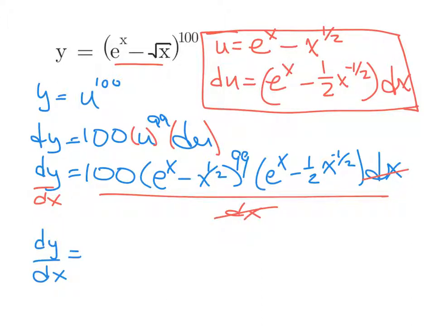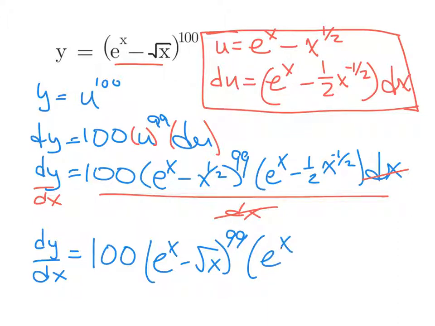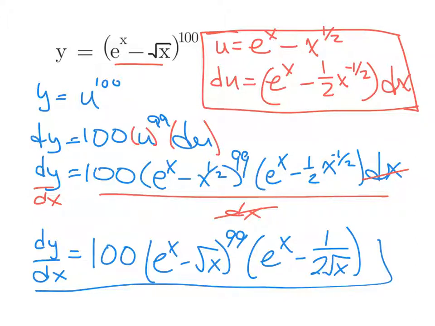So dy/dx will be 100. If we want to clean it up, make it look pretty a little bit, I get (e to the x minus square root of x) to the 99th power times (e to the x minus 1 over 2 square root of x). And this will be our derivative.